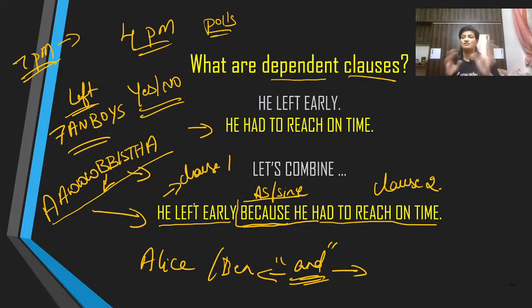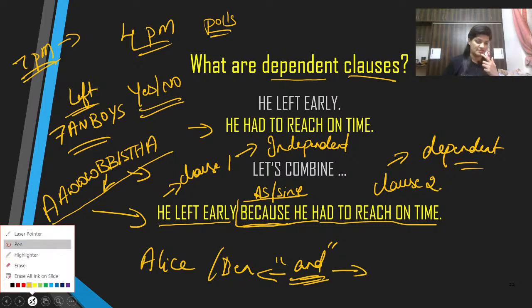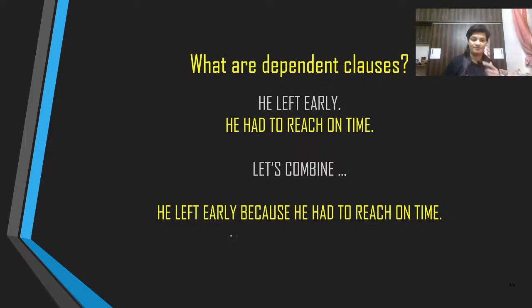Okay, too many confusions. Let me tell you, this is independent and this is dependent, because now let us analyze. Let me erase all of this and tell you again. Now here, "he left early." Let me take a different color for clarity. "He left early" ends here.